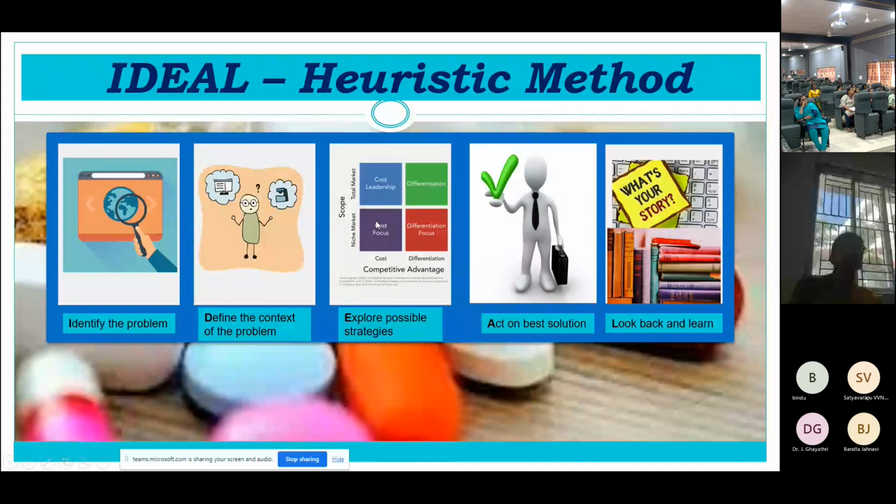For example, when you are explaining the competitive advantages, you will go for cost leadership, differentiation, focus, cost focus, like this, cost and differentiation based on some niche market and total market. This is the comparison, exploring the possible strategies. Then act on the best solution, then look back and learn.